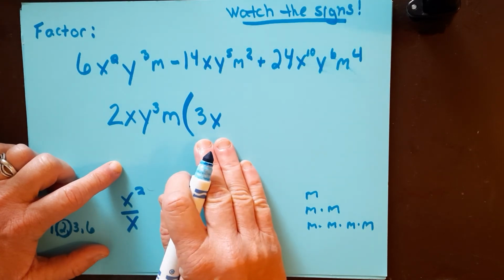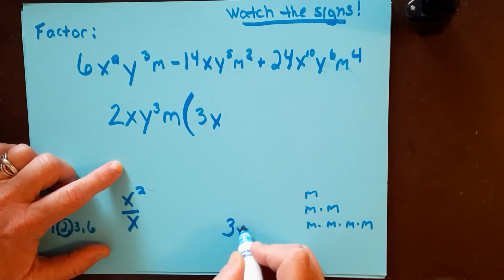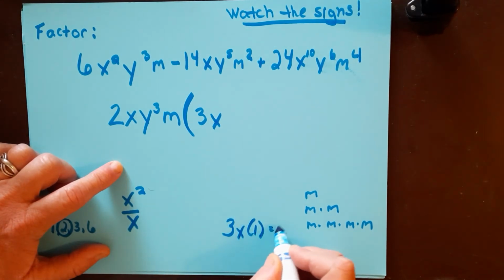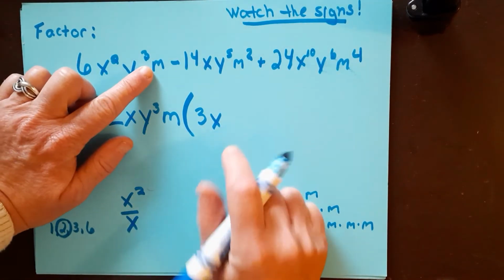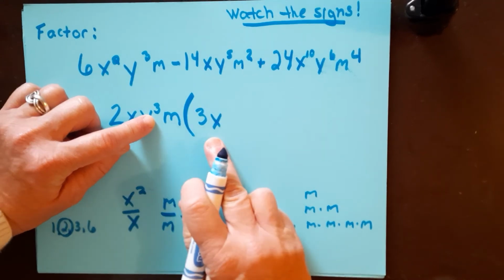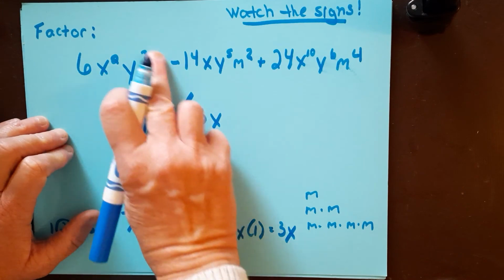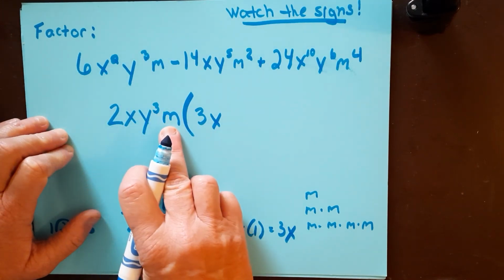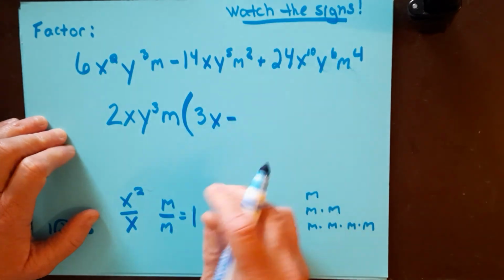If it was being added, this is super important, we would have to worry more about the 1. But 3x times 1 is simply 3x. So we don't have to write the 1 there. The same thing goes with this m. M divided by m equals 1. And because it's being multiplied, we don't have to rewrite it. So we factored 2x y cubed m out of this first one. Now we take that sign and carry it down.